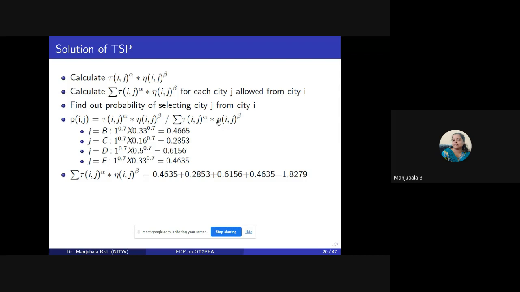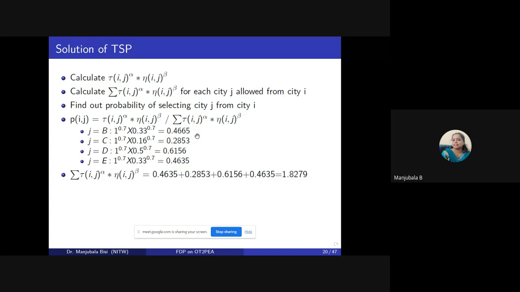Next, what you have to do? Your target is to find out the probability. So how to get the probability? The probability P ij is the probability that the ant will select the city J after the city I, that means the ant is currently at the city I. How to find out? Now you have tau to the power alpha, eta to the power beta for each individual city. You divide with respect to the sum. So you find out the sum of these 4 values, and the sum of tau to the power alpha into eta to the power beta is 1.8. So what is the probability that ant 1 will select the city B after the city A?